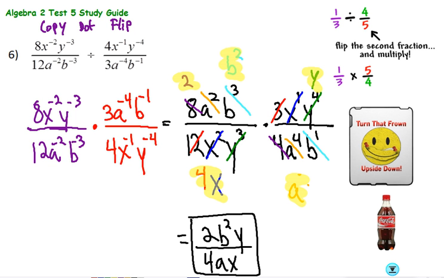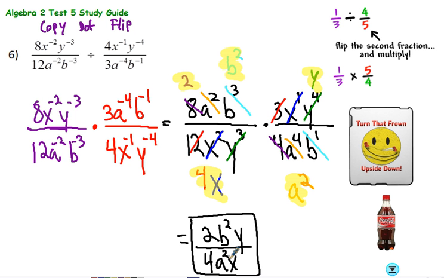Actually, hold on real quick before you go on to number 6 in the middle. I just realized I couldn't read my own handwriting here. When you took two a's away from a to the fourth, that would be a squared. That didn't really come out very well, so let's fix that. That actually should be a squared.